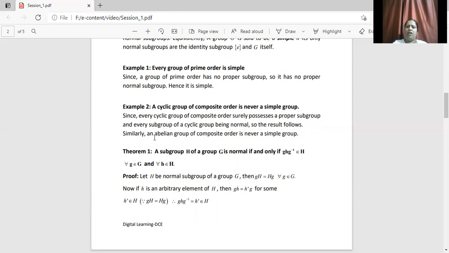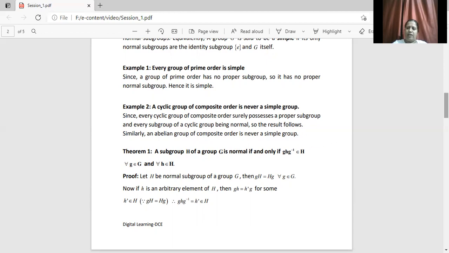Similarly, an abelian group of composite order is never a simple group. Here also the same thing: an abelian group of composite order will have proper as well as improper subgroups. Hence, it will never become a simple group.